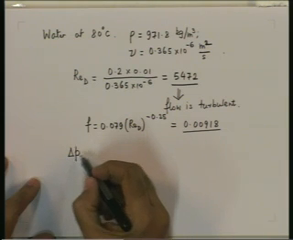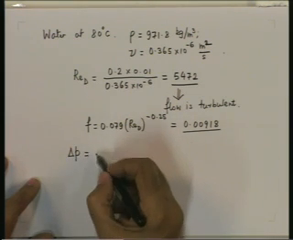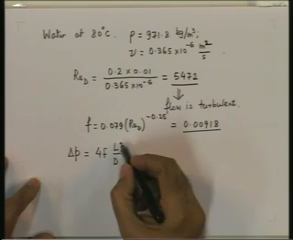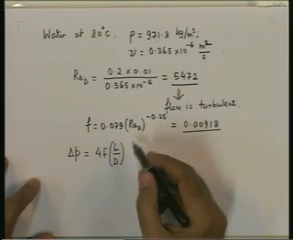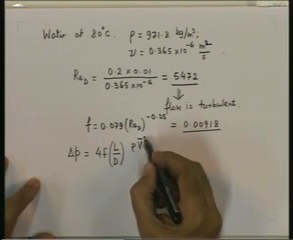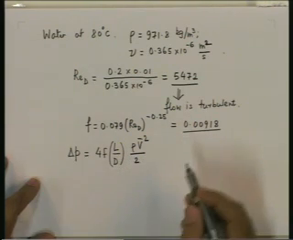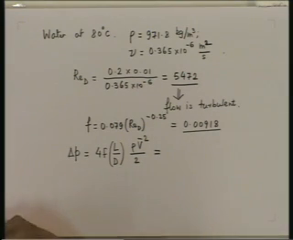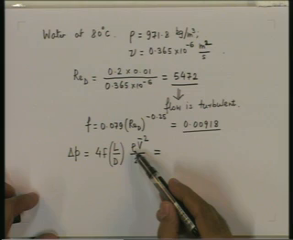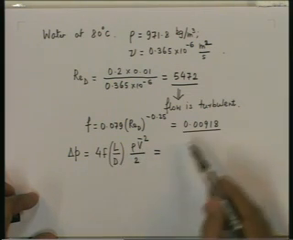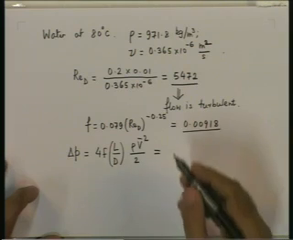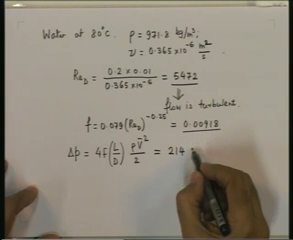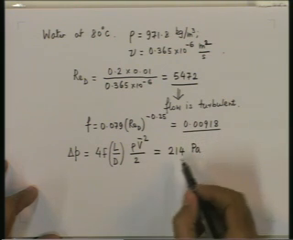And the pressure drop will now be 4f into L by D into rho V bar squared by 2. Compared to the first case, we have the density which is slightly different and the friction factor which is also lower, and the resulting value of pressure drop is 214 Pascal.